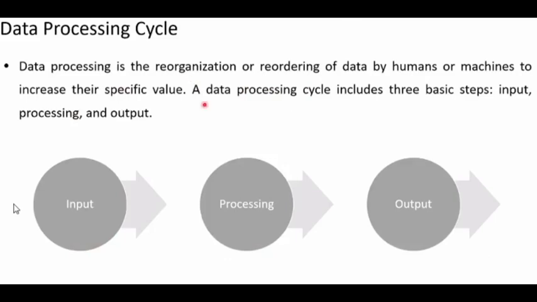Data processing cycle. It's all simple stuff. The data processing cycle is a reorganization, reordering of data by humans or machine to increase its specific value. A data processing cycle includes three basic steps: input, processing, and output. So you can understand it like creating an email. You need some kind of input in an email. Then your email will be processed via some kind of protocol, SMTP or something like that. And then you get an output. You send the email to somebody, right? This is the process of data.